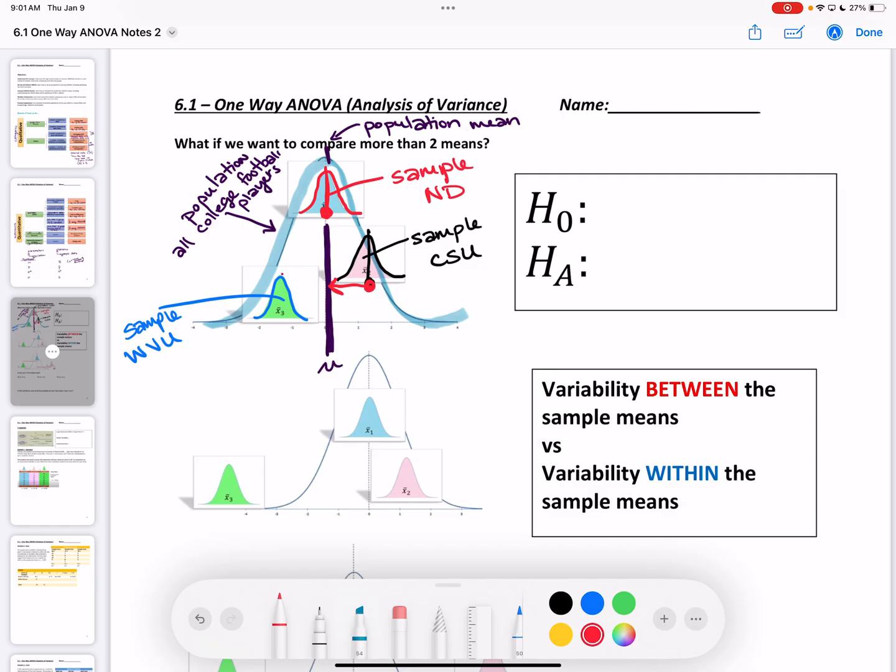Look at that mean. That mean will be right here in the middle, right? But what do you notice about that average compared to the population average? It's lower than that mean, right? It's quite a bit lower. So what this test does is it compares the variability between the means.